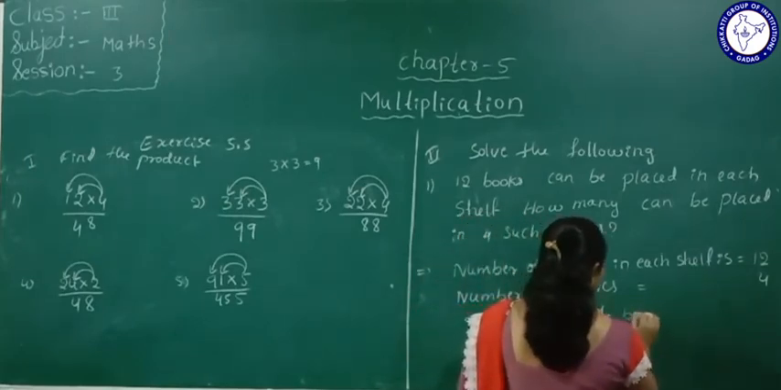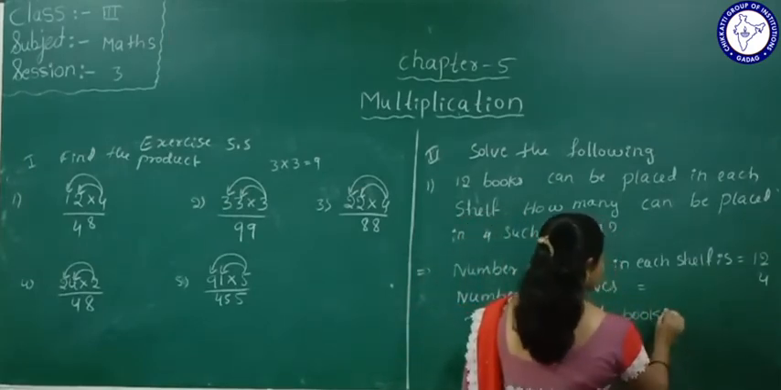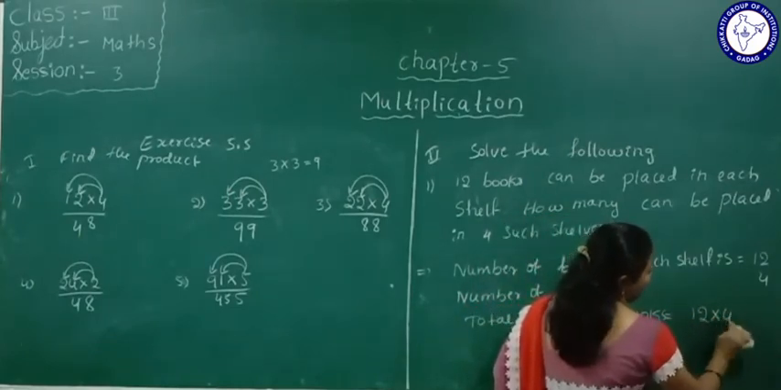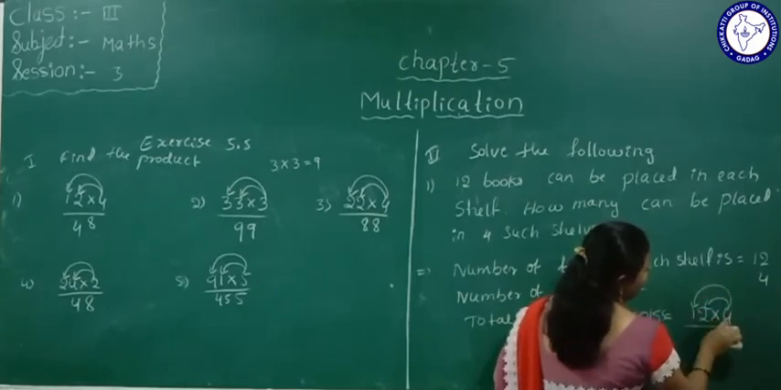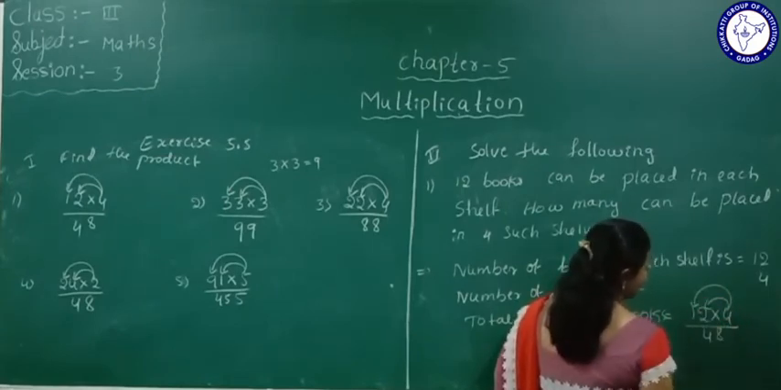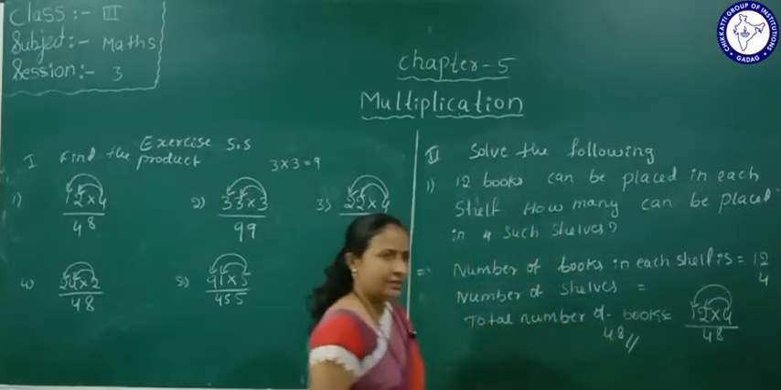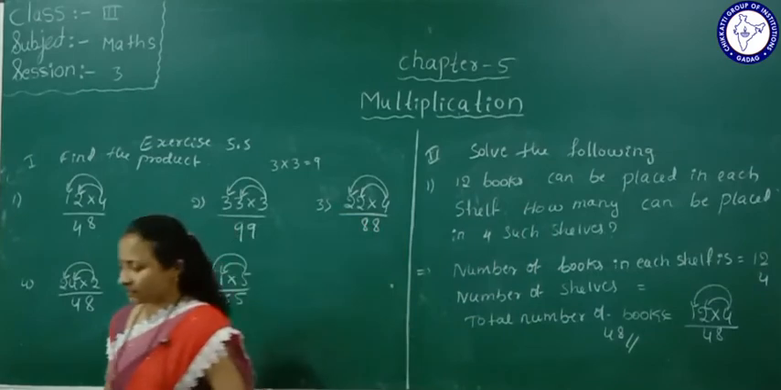And here see, total number of books is equal to, what will we do here students? 12 into 4. 4 2s are 8. 4 1s are 4. It means total number of books, how many are there here? 48. Okay, next one.